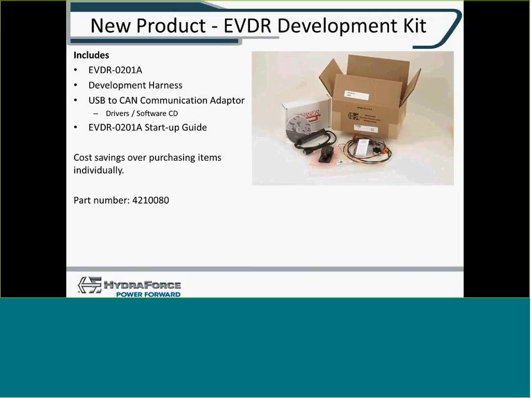The development kit. There are several items needed to initially set up an EVDR, including obviously the controller, a development harness, a USB to CAN adapter, and some setup guides. We have a package where all of these are available as one part number, and there are cost savings over purchasing them individually.